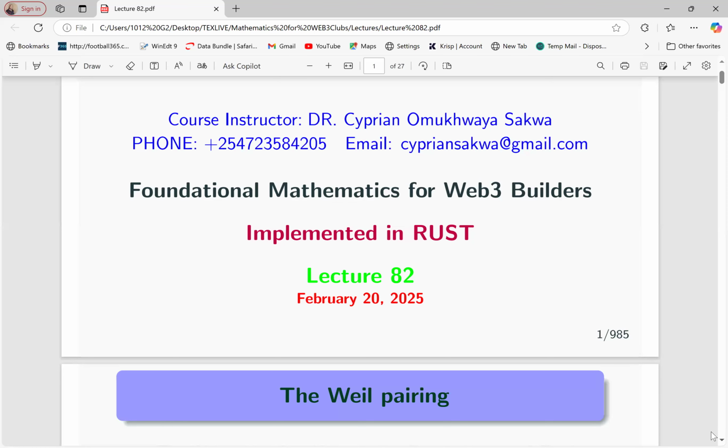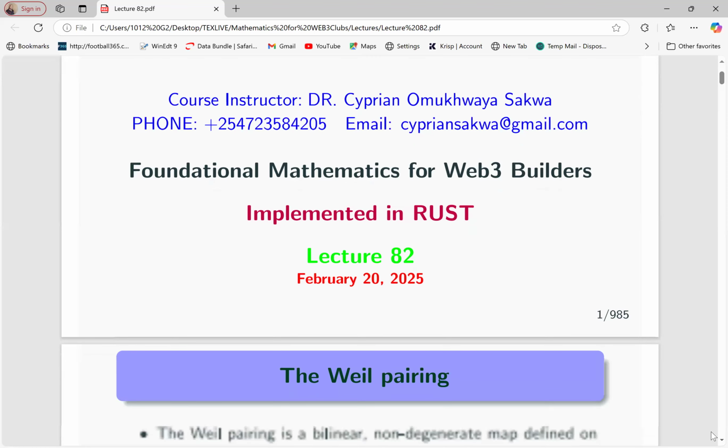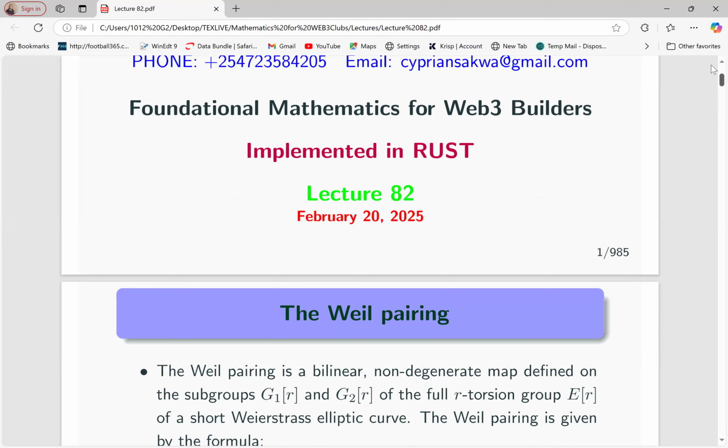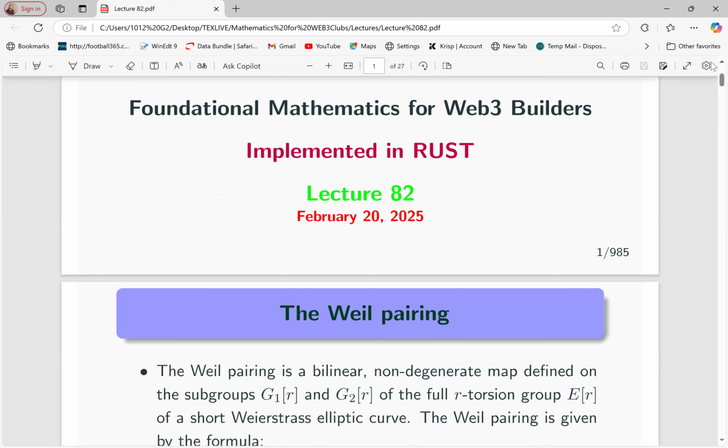Today we'll be looking at Weil pairing. We've looked at everything required for this. We've looked at pairing groups. That's what we looked at last week. And so now we want to use those pairing groups to do the Weil pairing. We have different types of pairing. Weil pairing is one of them and commonly used.